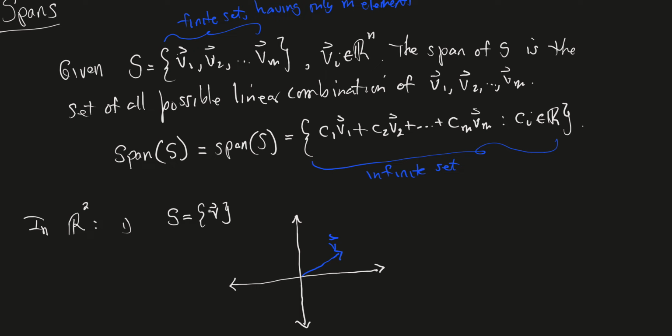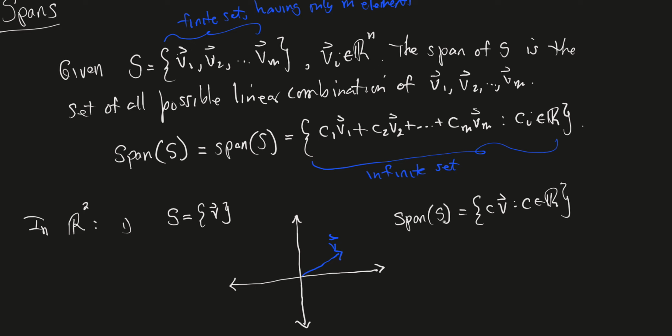By definition, if I were to write down the span of S, since there is just one vector, there's nothing for me to add it to, but I do have the freedom of scaling it by any constant. So this would be cv, where c can be any real number. I'm not using the subscript simply because there's only one constant here, so I don't need to distinguish it from any other constants. But this is the span.